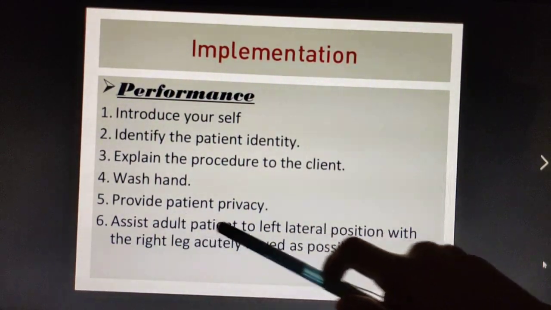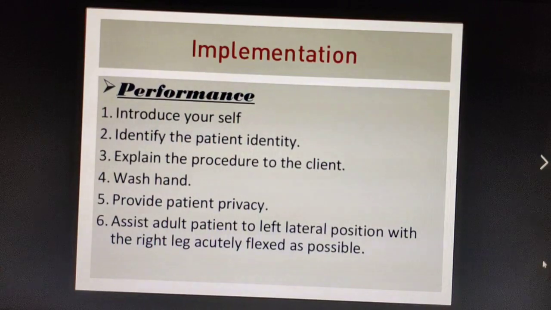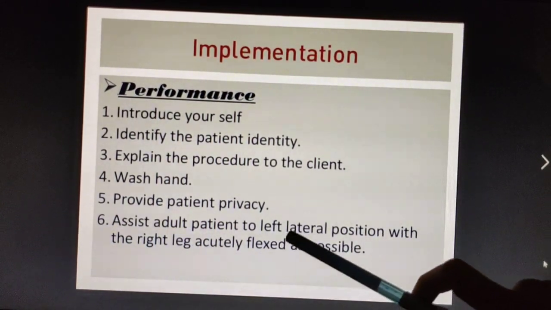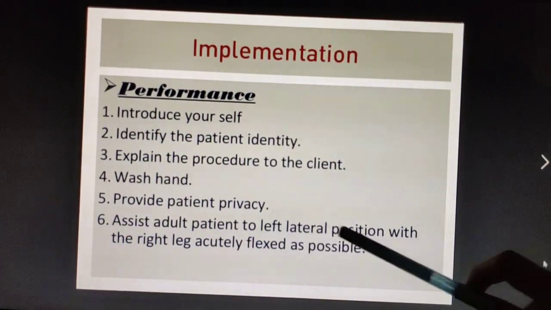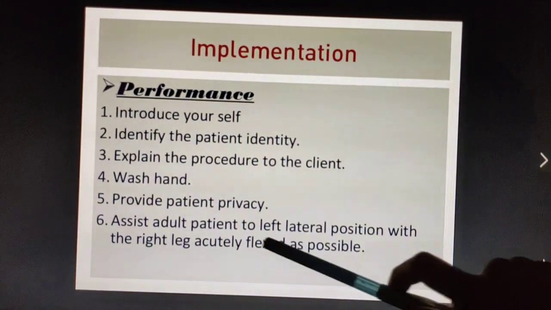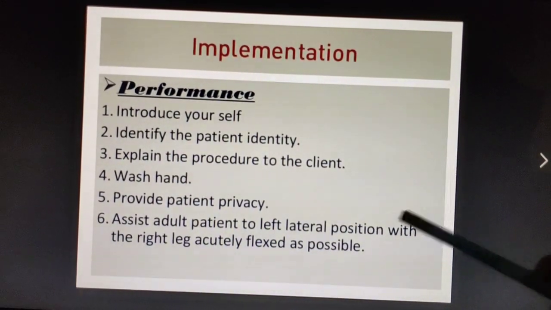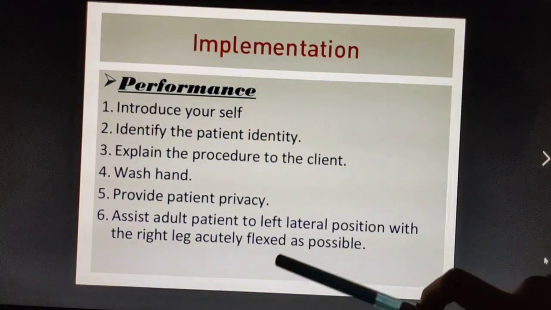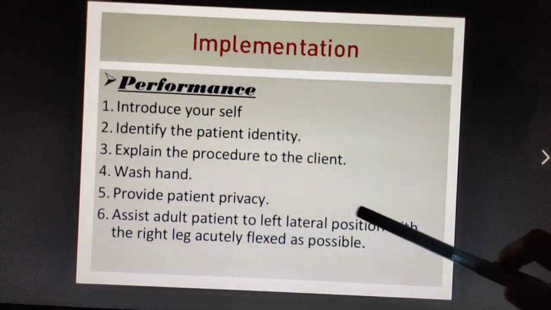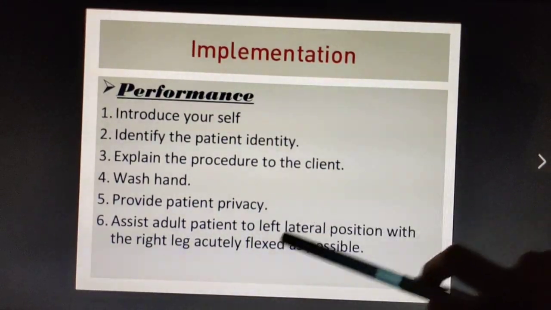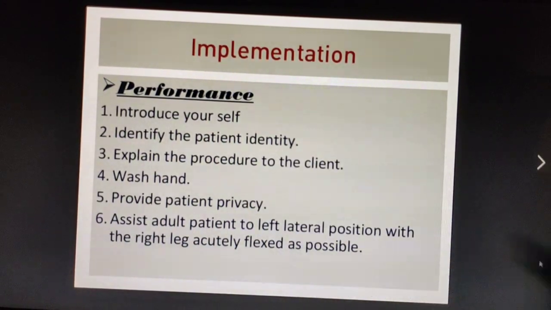Next, wash your hands. Next, provide the patient privacy, which is very important. Then assist the adult patient to the left lateral position. Which position? Left lateral position. Either we can give the Sims position also, with the right leg flexed as acutely as possible. The patient should lie on the left side with the right leg in a flexed position.